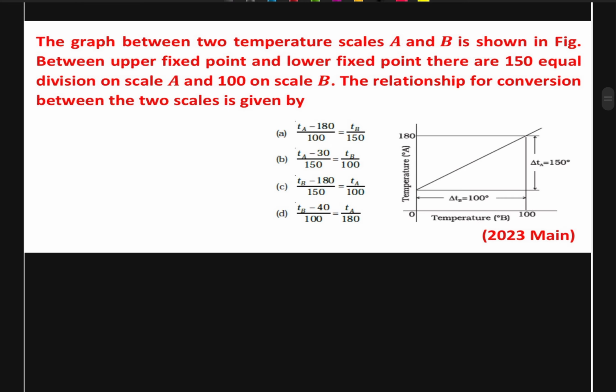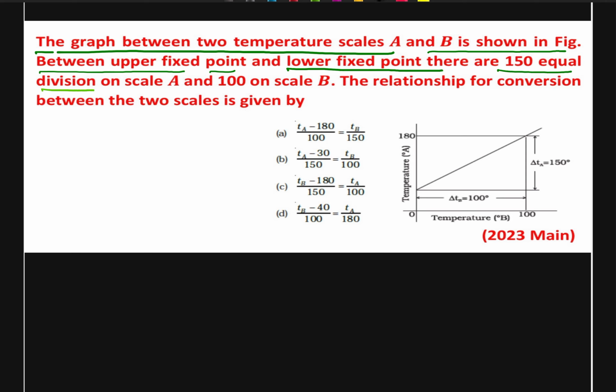It states that the graph between two temperature scales A and B is shown in the figure. Between the upper fixed point and the lower fixed point, there are 150 equal divisions on scale A and 100 on scale B. The relationship for the conversion between the two scales is given by. So the basic graph is given to us. So we have temperature for A and temperature on the B scale.